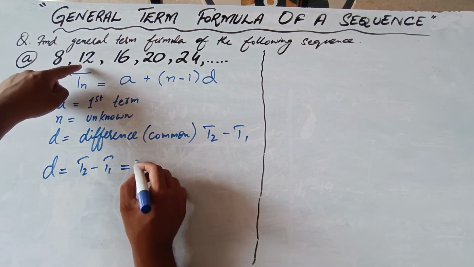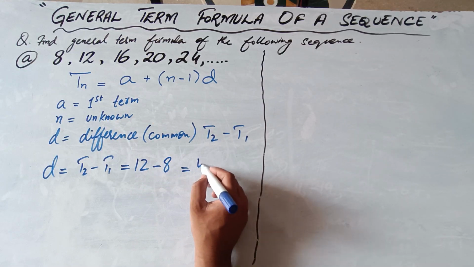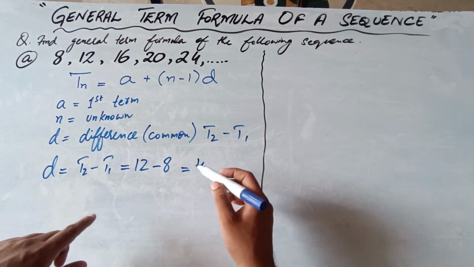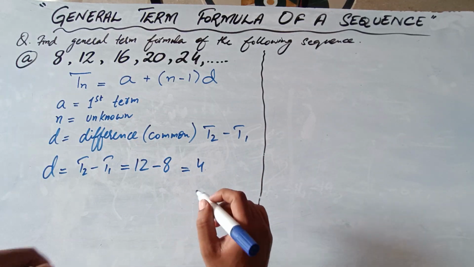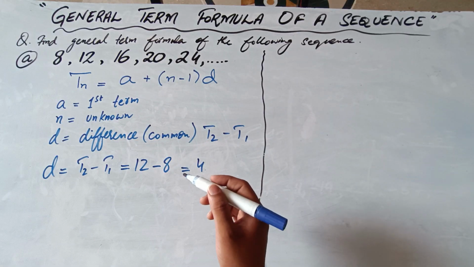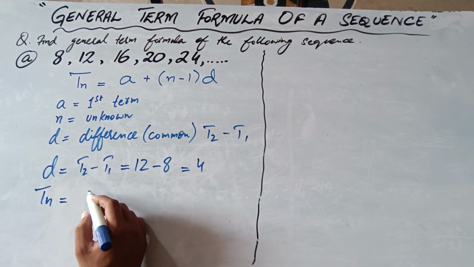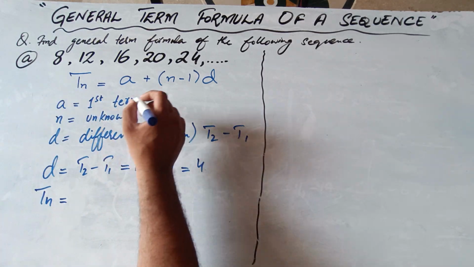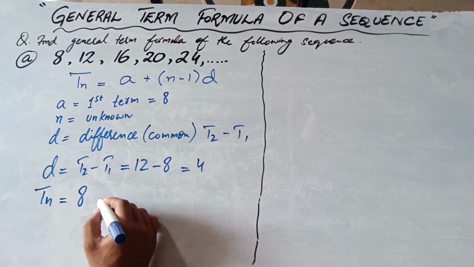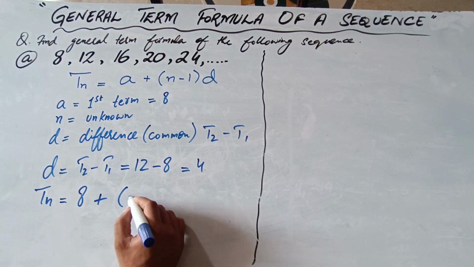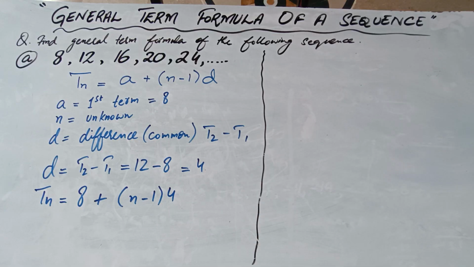The second term is 12 minus 8. So 12 minus 8 is 4. So the common difference in this particular sequence is 4. Now we need to substitute all the values in this formula. Tn is equal to a, the first term, and what is the first term over here? 8. So 8 plus n minus 1 d, the difference is 4, so we will put 4 over here.